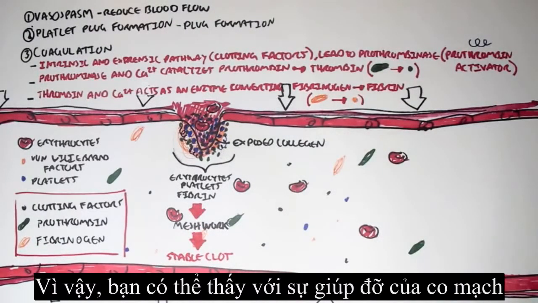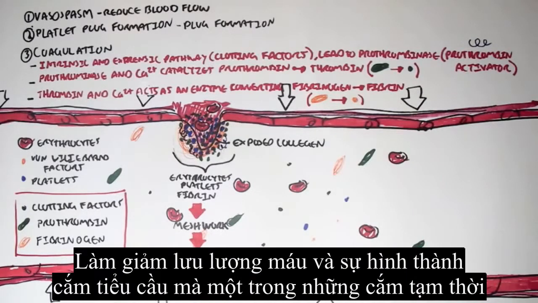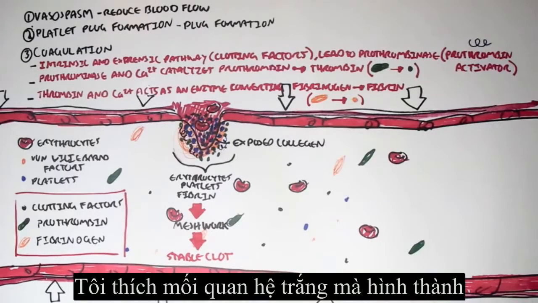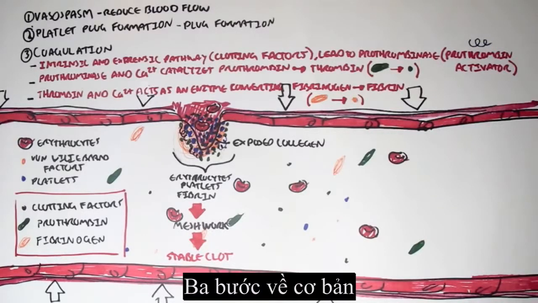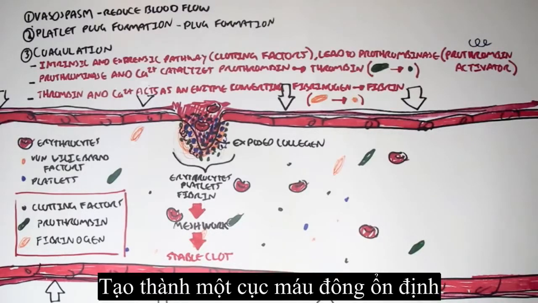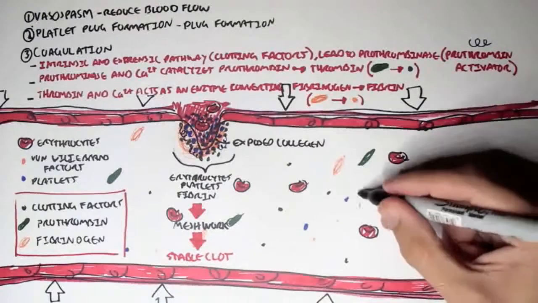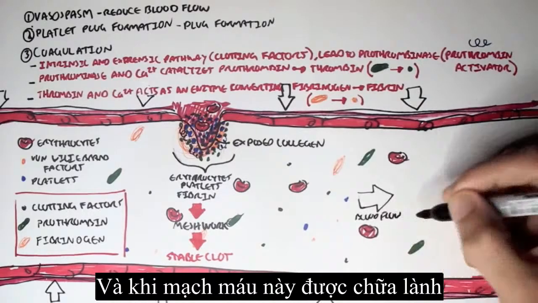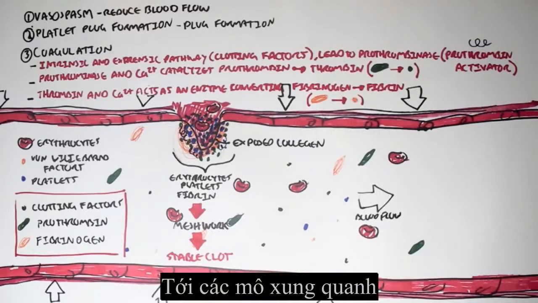So as you can see, with the help of vasoconstriction, which reduces blood flow, and the platelet plug formation, which forms a temporary plug, and then coagulation, which forms a fibrin meshwork, these three steps will essentially form a stable clot, which will then heal in time. And so when this blood vessel is healed, then blood flow can return back to normal, and so blood can be supplied once again to the surrounding tissues.